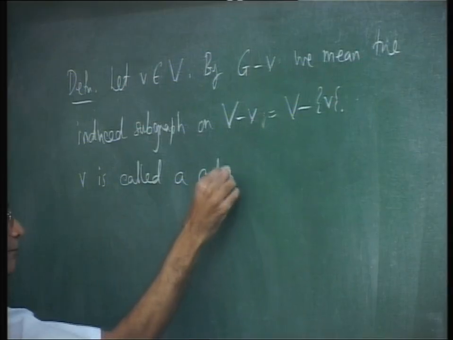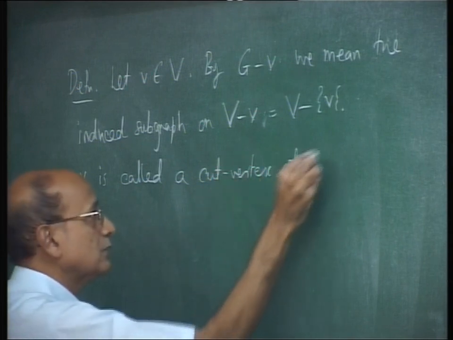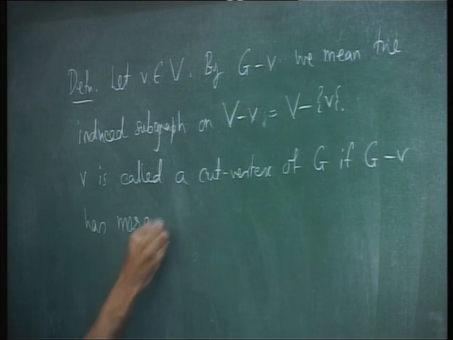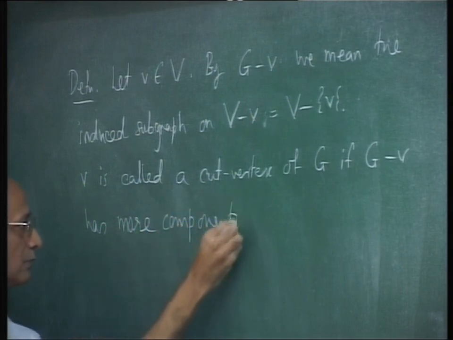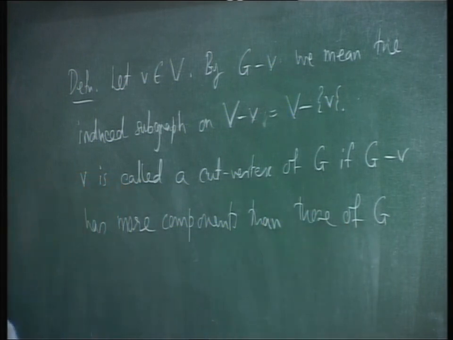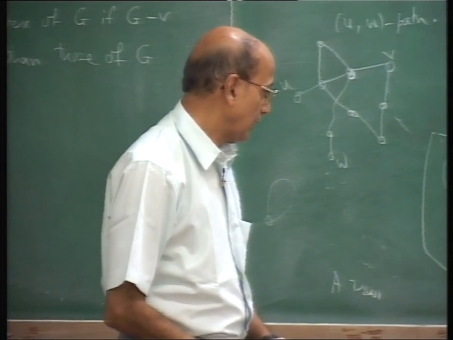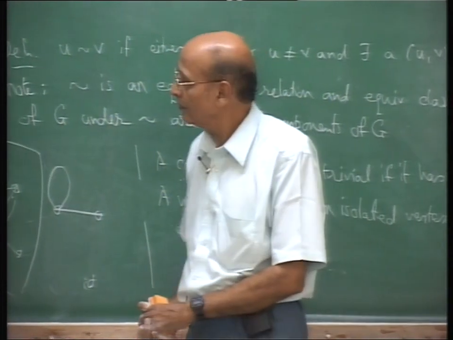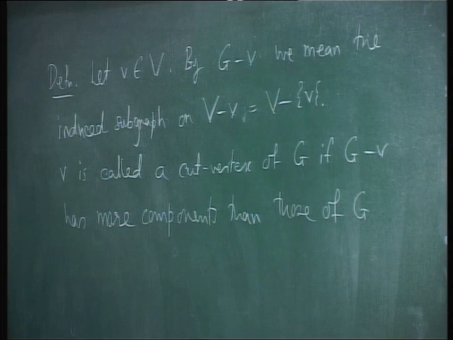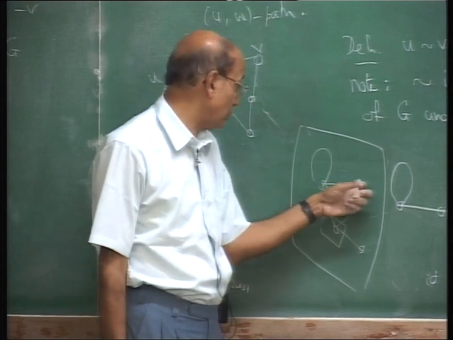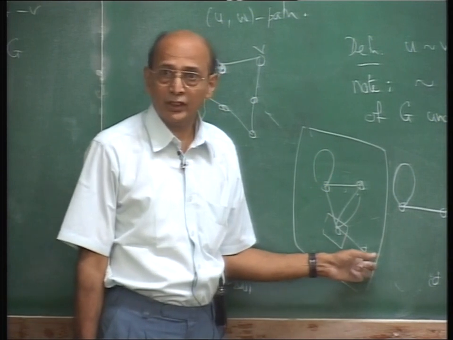A cut vertex has more components. For example, this is a cut vertex. This is a cut vertex as we just saw. This is a cut vertex in that graph. That vertex is not a cut vertex. That vertex also is not a cut vertex. That vertex, of course, is not a cut vertex.